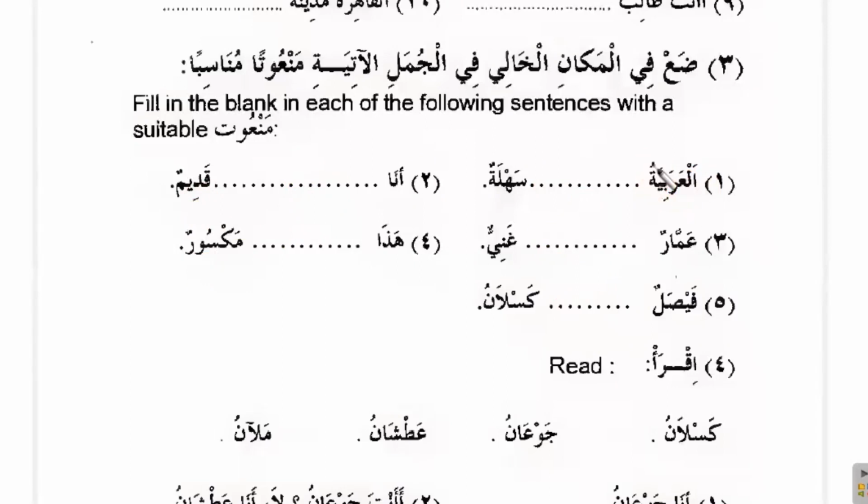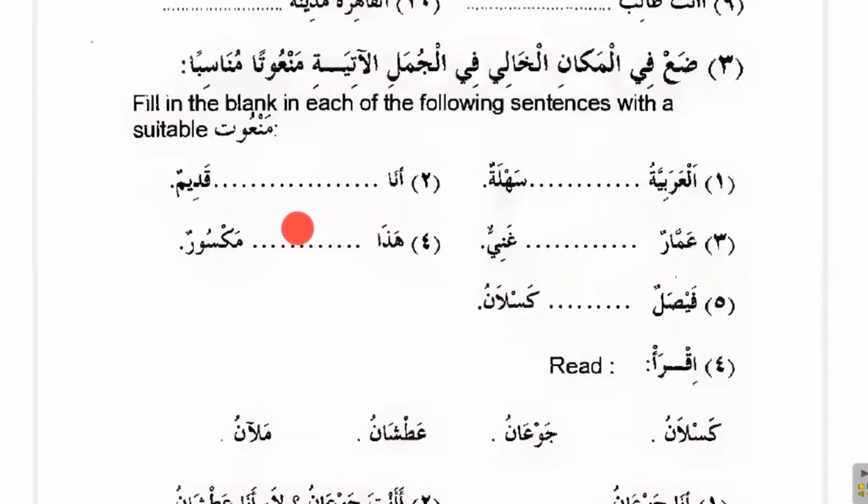So Arabiya too, Arabic language. So you put Lugatun Sahlatun. It's an easy language. Lugatun Sahlatun. Ammar. So you can put Talibun Ghaniyun. It's a rich student. Talibun Ghaniyun, rich student. Faisal. You can put whatever you want. Tabibun Keslanu, a lazy doctor. Ana something Qadimun. You can put whatever you want. So you can say Ana Talibun Qadimun. I am an old student.